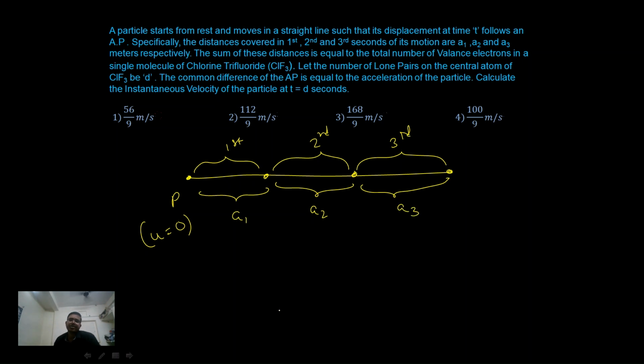Then next, from here, what we all can see. Let's see. The sum of these distances is equal to the number of valence electrons in a single molecule of ClF3. Means A1 plus A2 plus A3 is basically how much? Sir, valence electrons in ClF3. So let's see. Cl, next lone pair, next lone pair, next F, F and F.